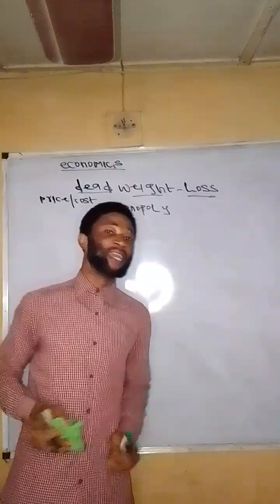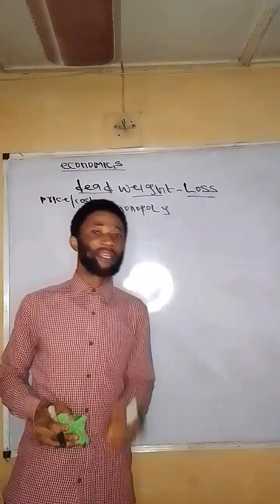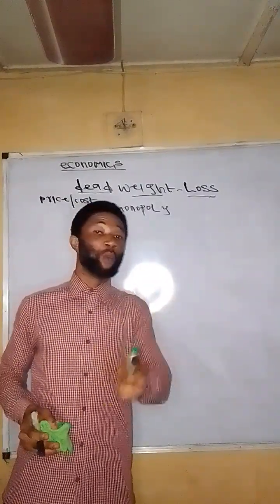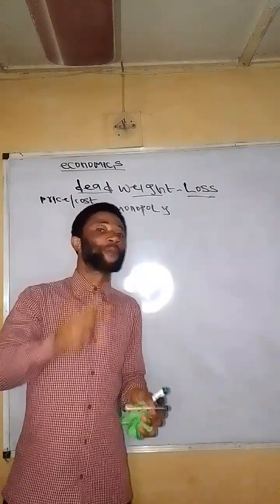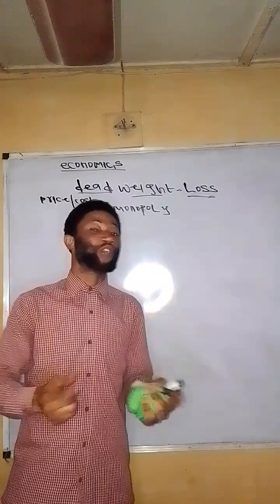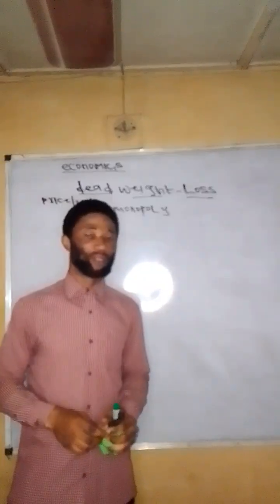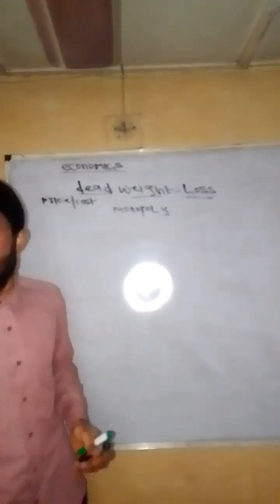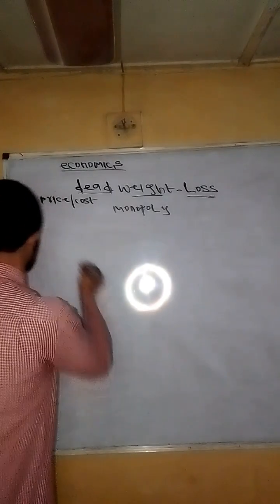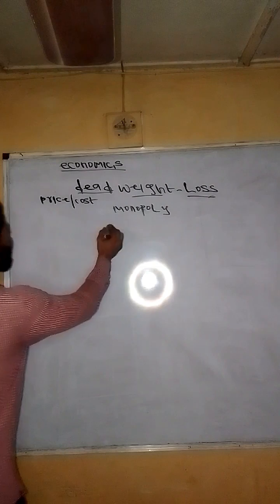That is why we say that it is only in a perfect market that consumer and producer surplus is maximized. Whenever consumer and producer surplus is not maximized, the result is always a deadweight loss. You understand? Now, let us look at how the monopoly can cause a deadweight loss. We are going to look at this graphically.